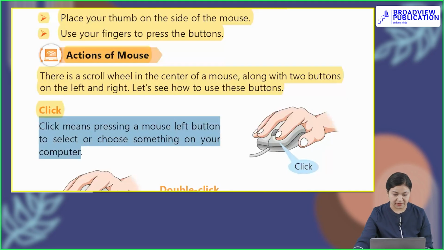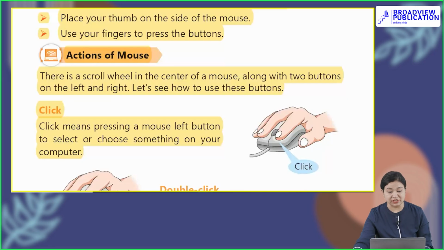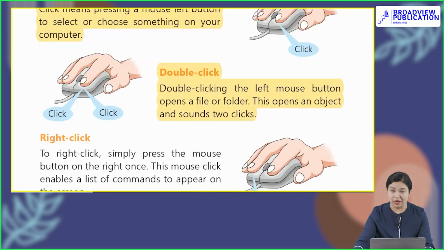First, click. Click means pressing the mouse left button to select or choose something on your computer. Whenever you press the left or right button, you hear the sound of a click. So this click means pressing the mouse left button to select or choose something on your computer. Double click.